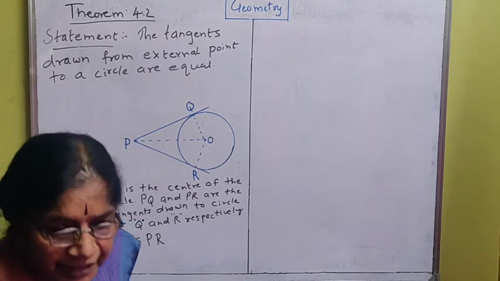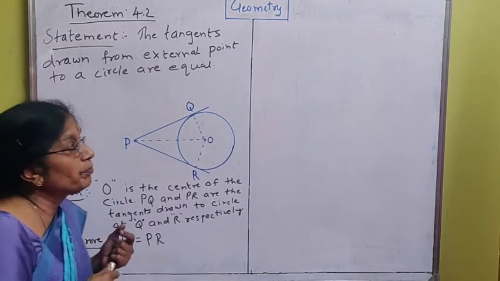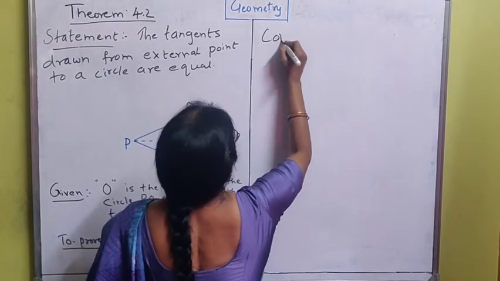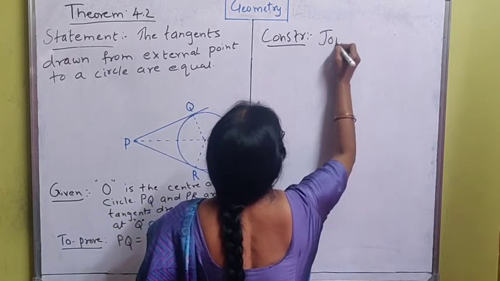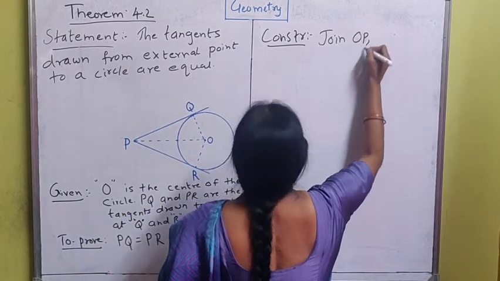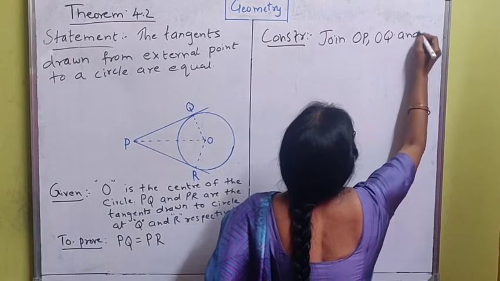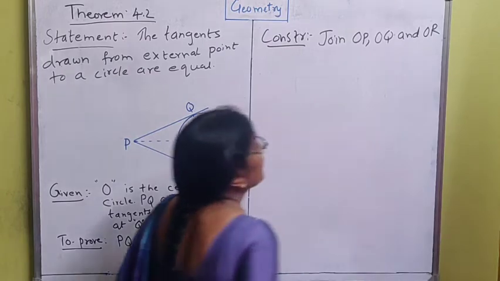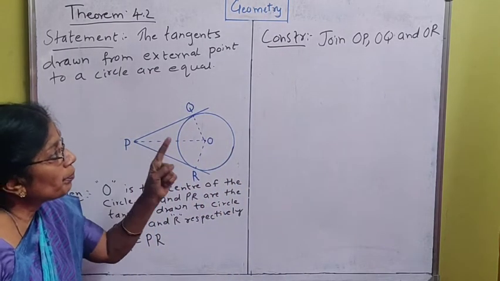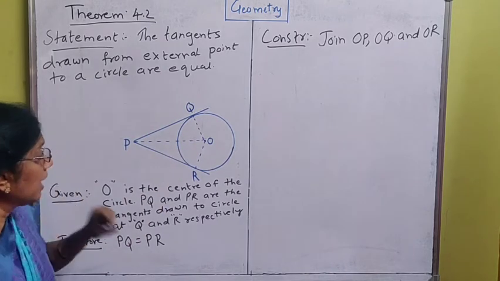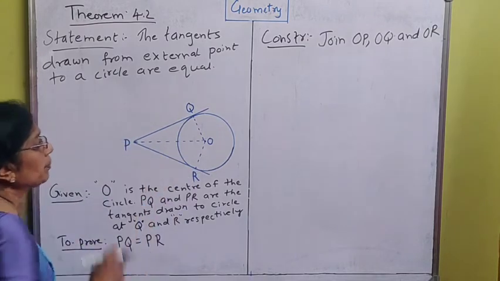So the construction is: join OP, OQ and OR. Now we have to prove that PQ is equal to PR.